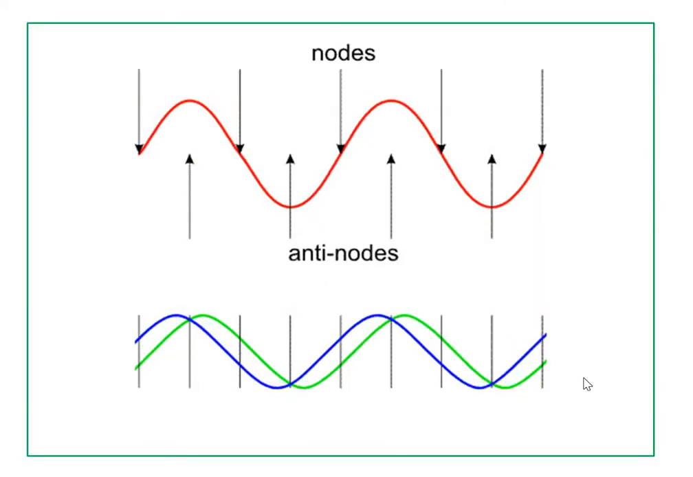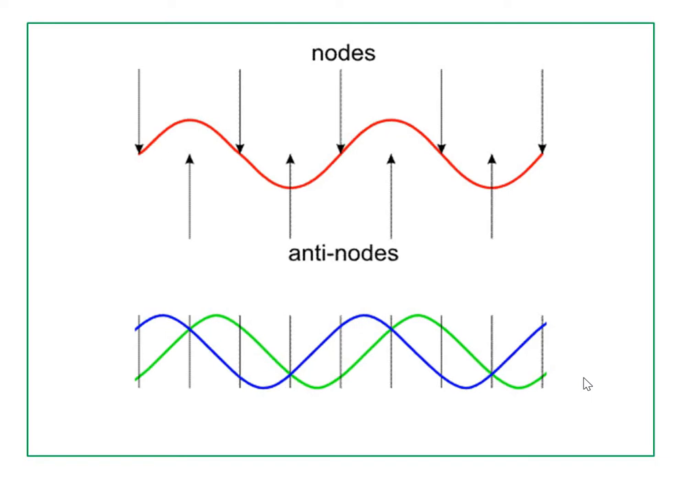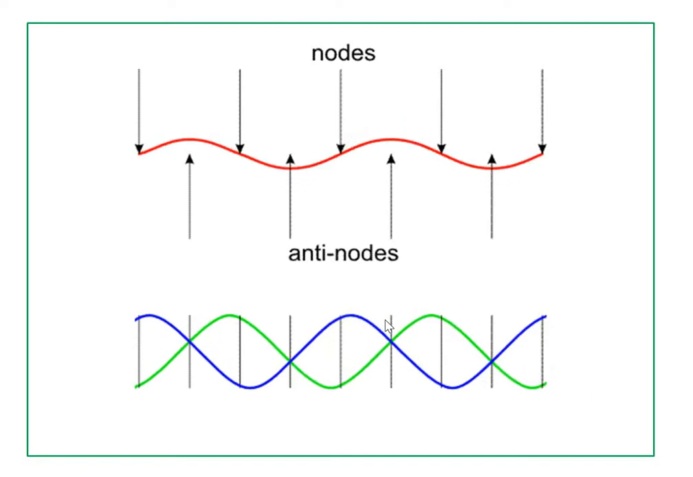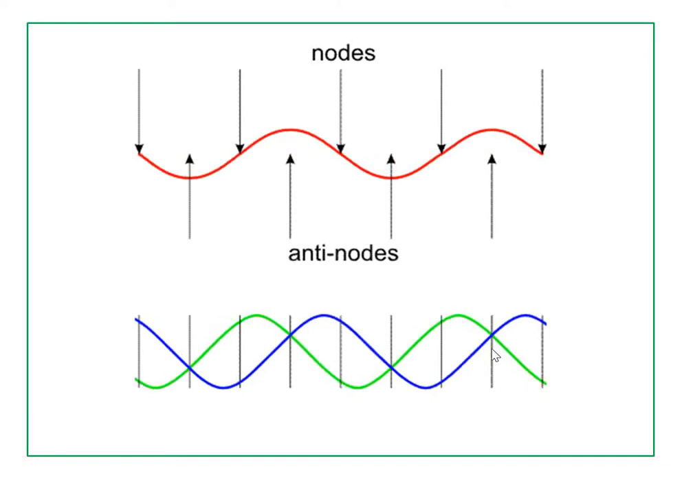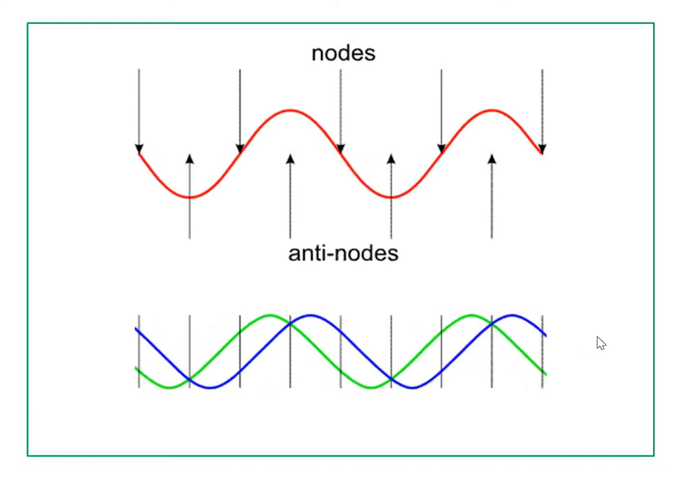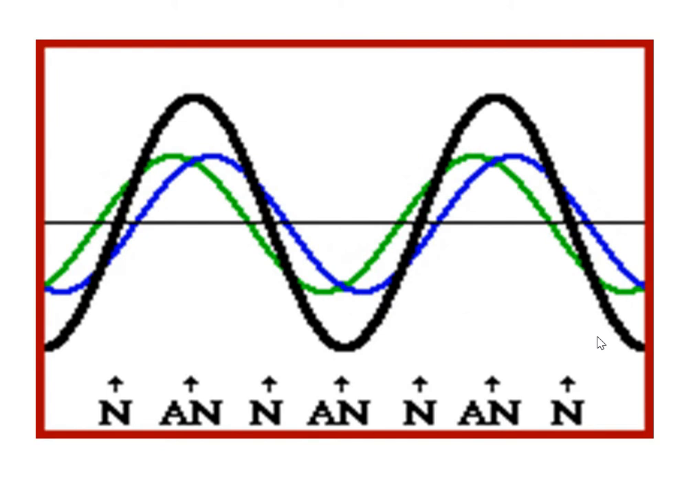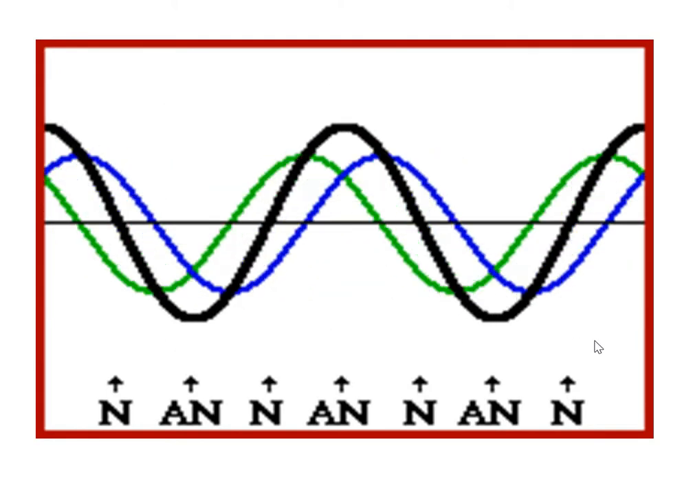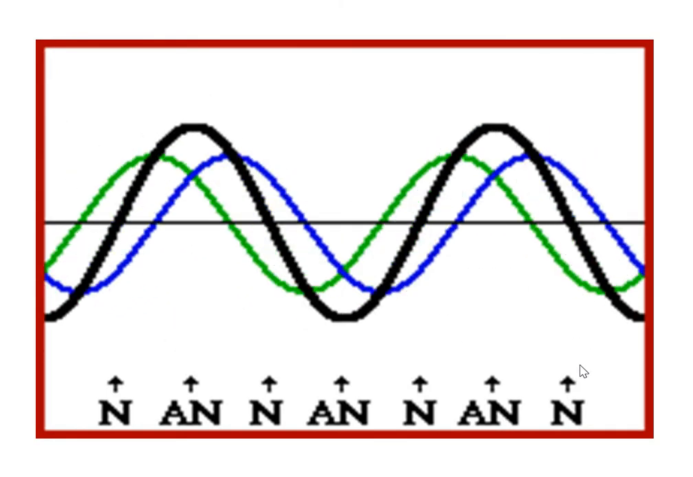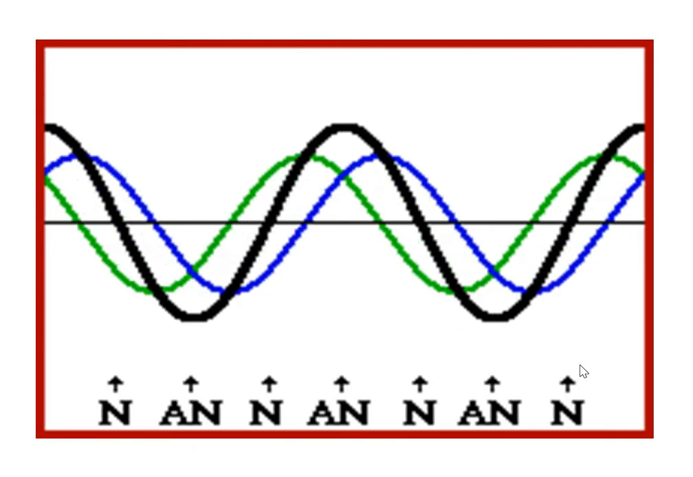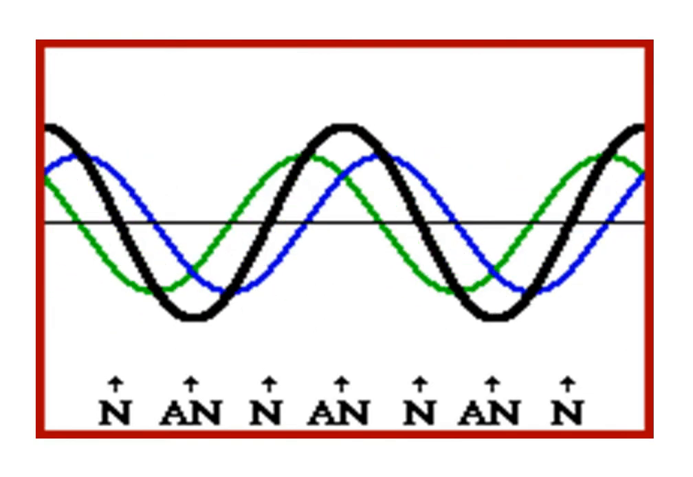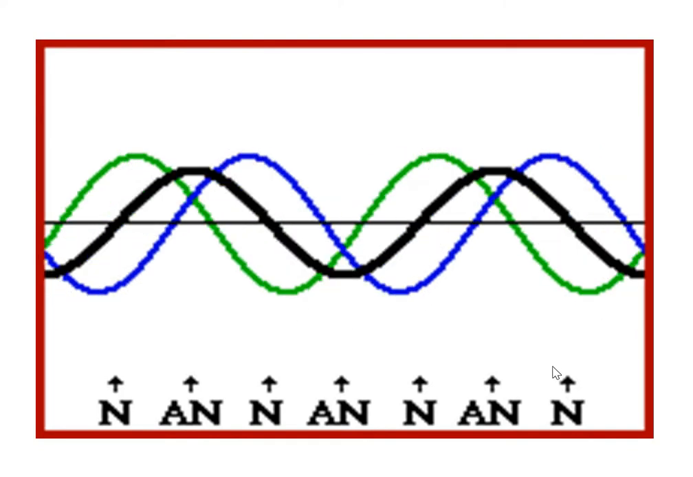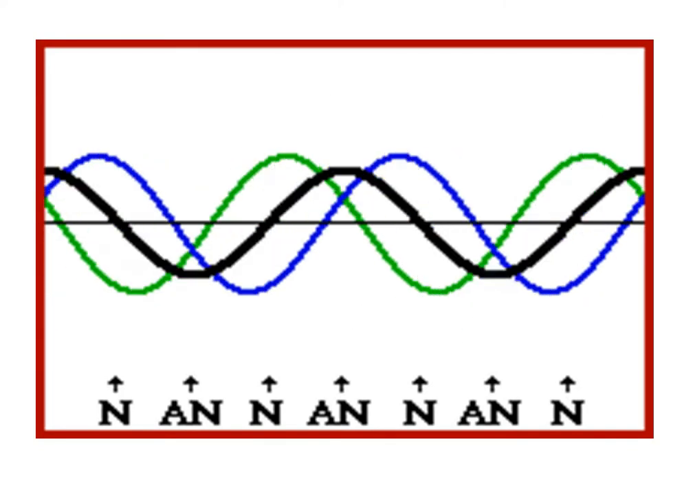Let's see the formation of the stationary waves. Two waves interfere, and see in this image the formation of the stationary waves. One more image for your clear understanding. This is also the formation of the stationary waves. From this we can define some properties of the stationary waves. Let's see what the properties of stationary waves are.